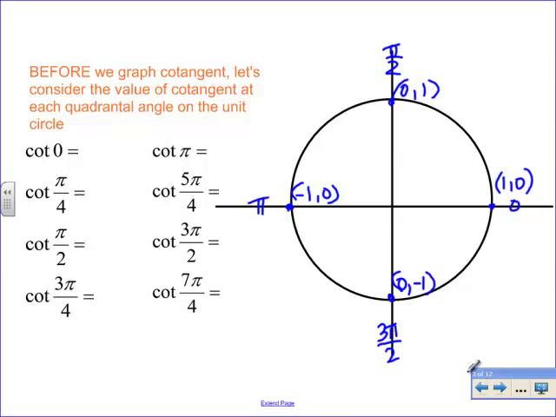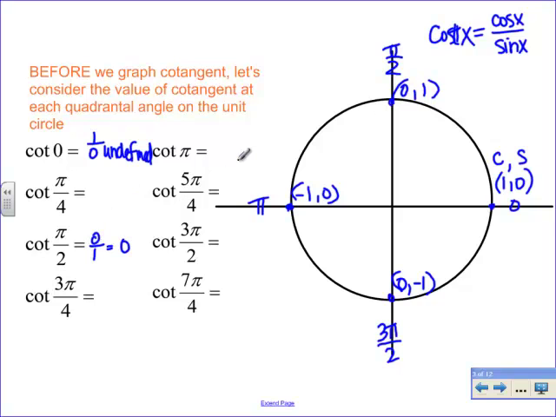This should go a little bit faster because we just did this for tangent. Again, we're going to think about cotangent's quotient identity. Cotangent of x is cosine over sine. We have all of our quadrantals labeled. Cosine over sine, 1 over 0 is going to get us undefined. Cotangent at pi over 2 will be 0 over 1, which is 0. Cotangent at pi will be negative 1 over 0, which is undefined. Cotangent at 3 pi over 2 will be 0 over negative 1, which is 0 again.